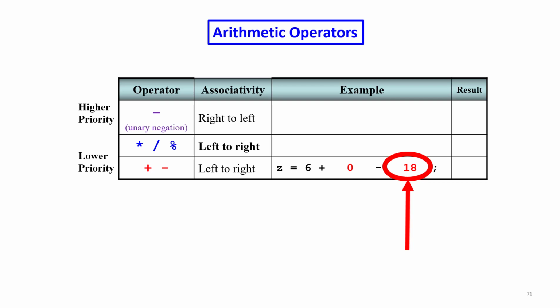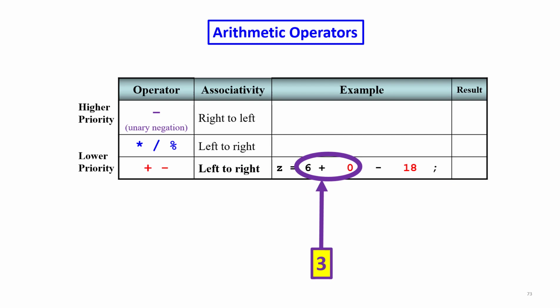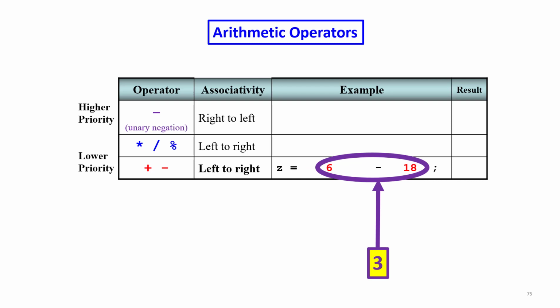So on to the third pass. Moving from left to right, looking for addition or subtraction. 6 plus 0 evaluates to 6. Then 6 minus 18 evaluates to minus 12.